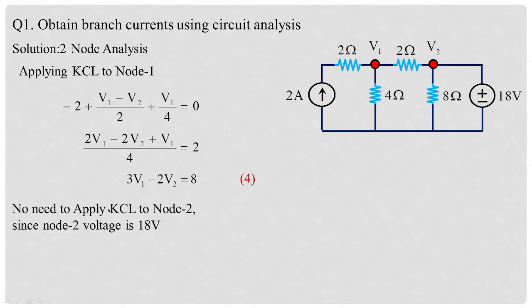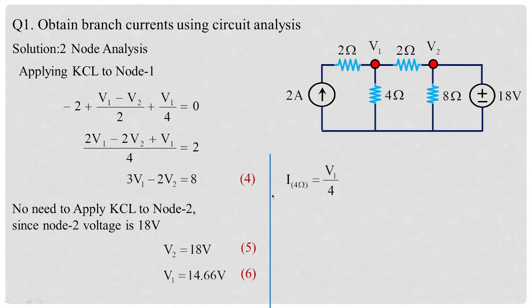And no need to apply KCL to node 2. As I told you, V2 is equal to 18. So directly we know the value of V2. So just substitute the value of V2 in equation 4. Then you're going to get the value of V1, which is equal to 14.66 volts. Now after obtaining the values of V1, V2, calculate the branch current.